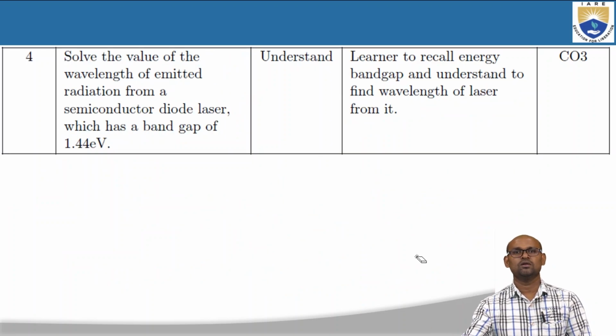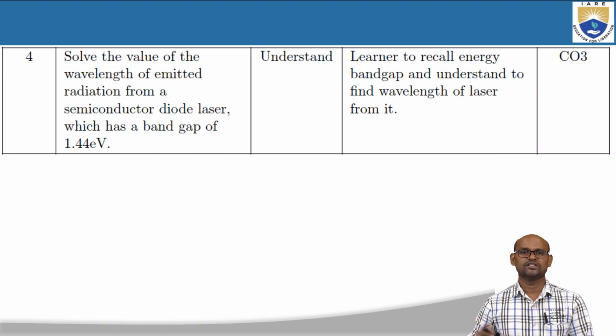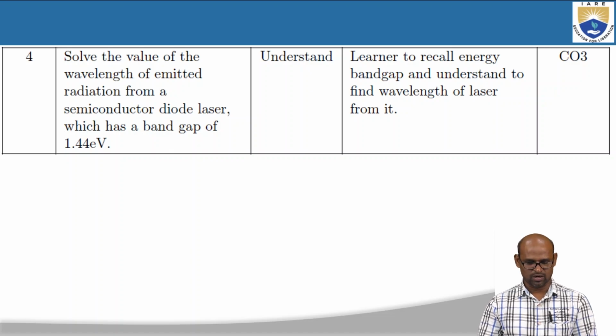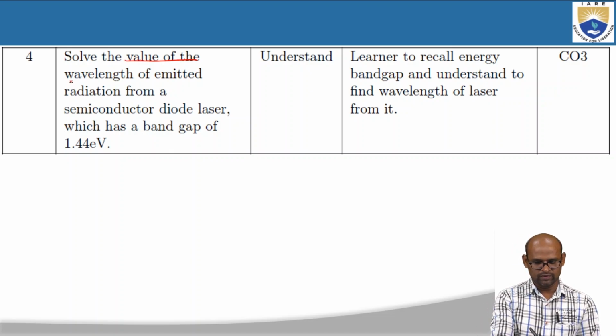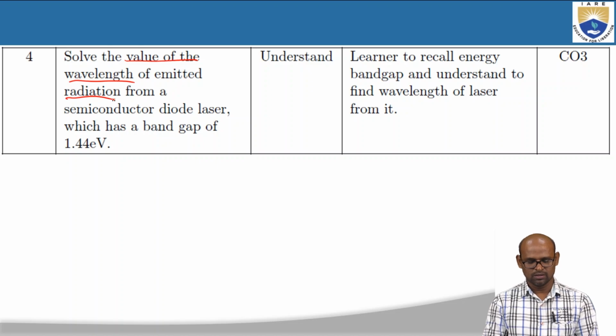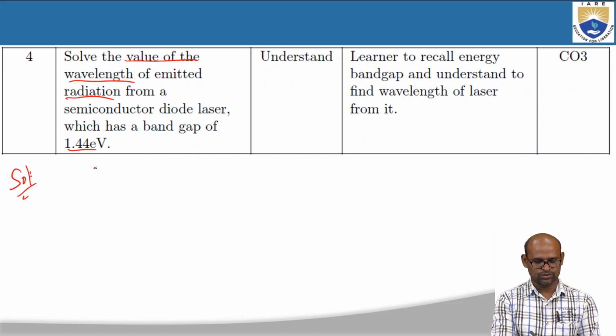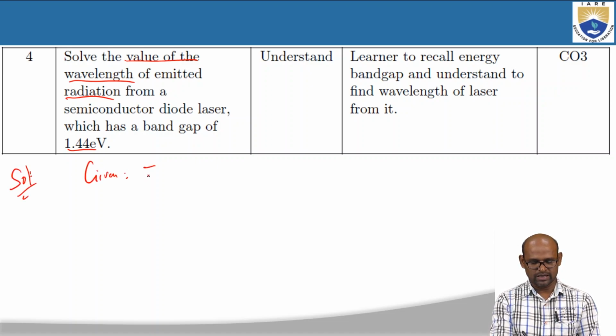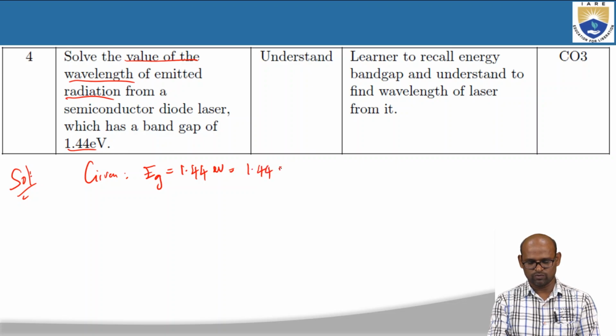So the next problem is: solve for the wavelength of emitted radiation from a semiconductor diode laser which has a band gap of 1.44 electron volts. We need to find out the wavelength of the radiation of this semiconductor diode laser, which has an energy gap of around 1.44 electron volts. Okay, solution. Whatever they have given is the energy gap Eg, which is 1.44 electron volts. We can convert into joules: 1.44 into 1.6 into 10 power minus 19, and then we need to calculate the wavelength.